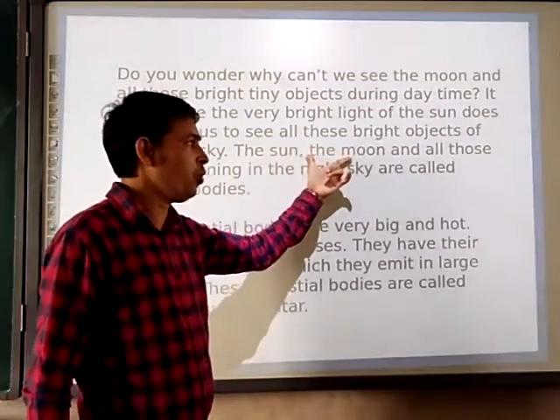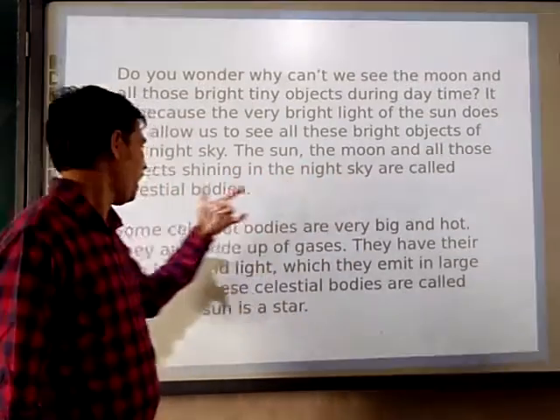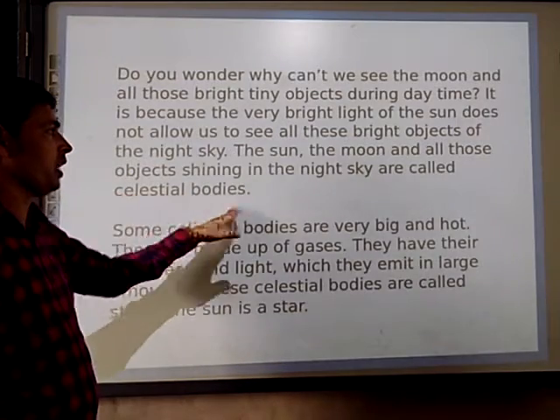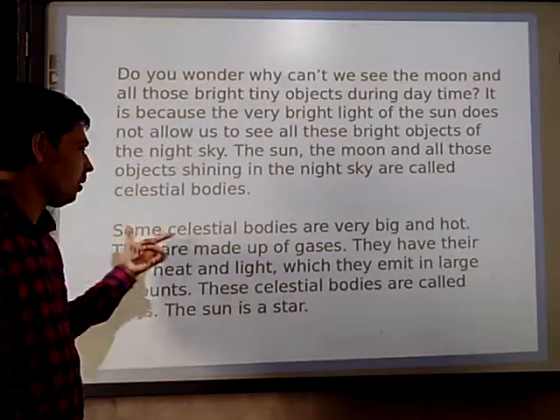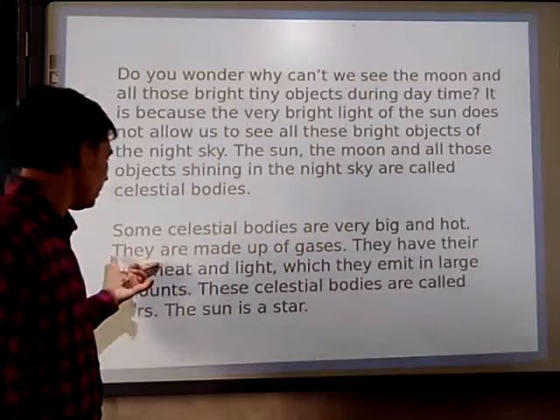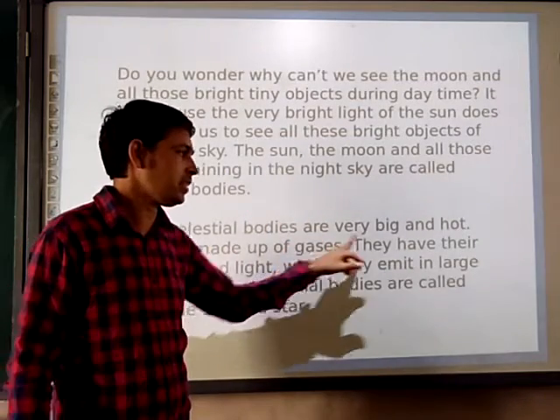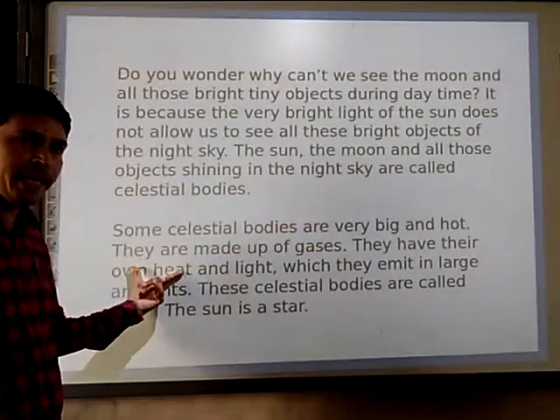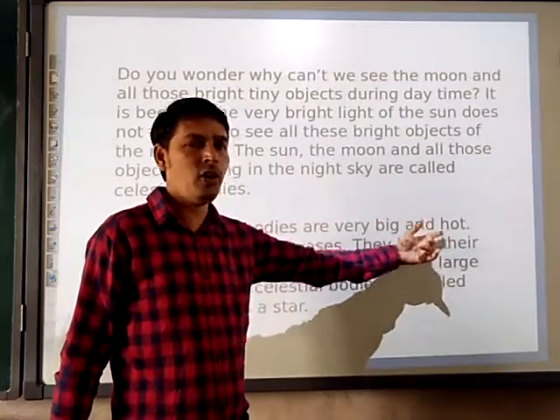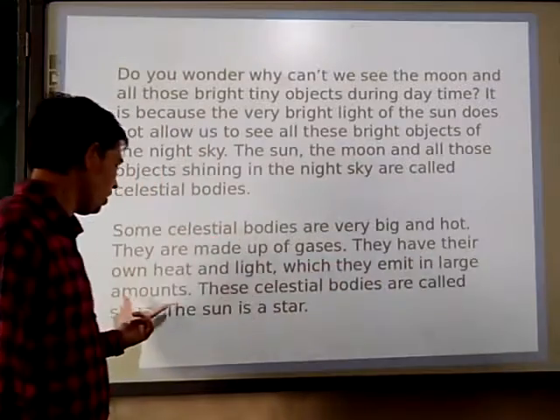The sun, the moon and all objects shining in the night are called celestial bodies. So what are celestial bodies? Celestial bodies are objects which are shining in the night. Some celestial bodies are very big and hot. They are made up of gases. They have their own heat and light. As I stated, they are very big and hot, and they emit heat and light in a large amount.